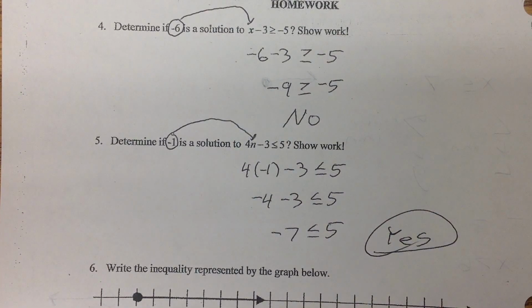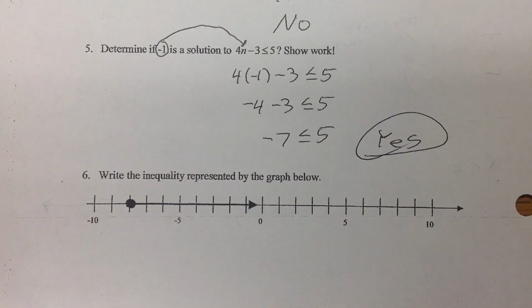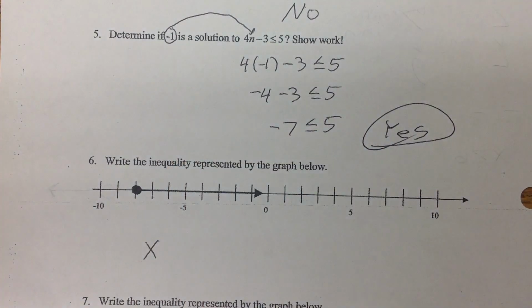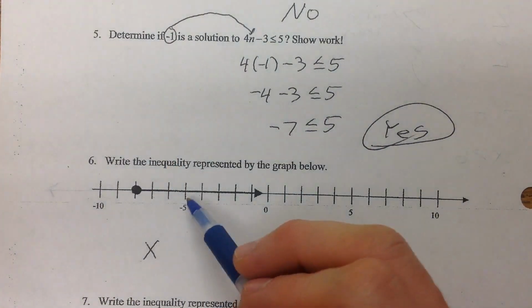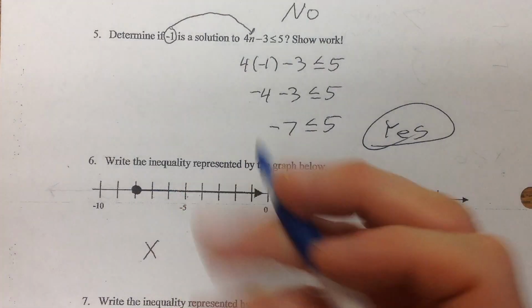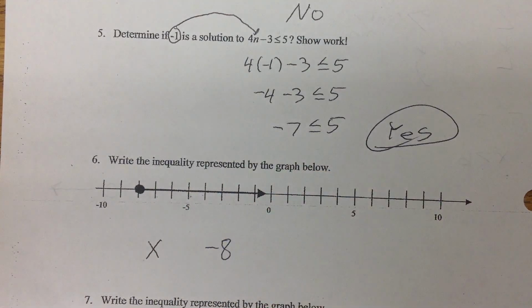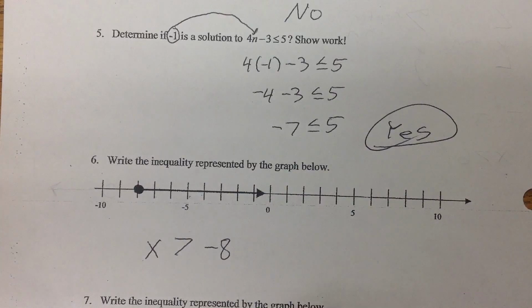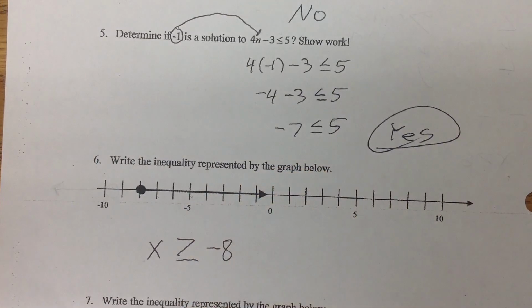All right, last two problems here. On these, they're giving us a graph and they're asking us to write the inequality. So it says write the inequality represented by the graph below. I'm going to start with the x, and then I've got to figure out what number this dot is actually on. So that's negative 5, negative 6, negative 7, negative 8. And then the last question I have to ask is, is this showing that x is greater than negative 8, or is it showing that x is less than negative 8? Well, since the arrow's going off to the right, that's a greater than, and because it's a shaded circle, I also need my equal sign. So my final answer here would be x is greater than or equal to negative 8.